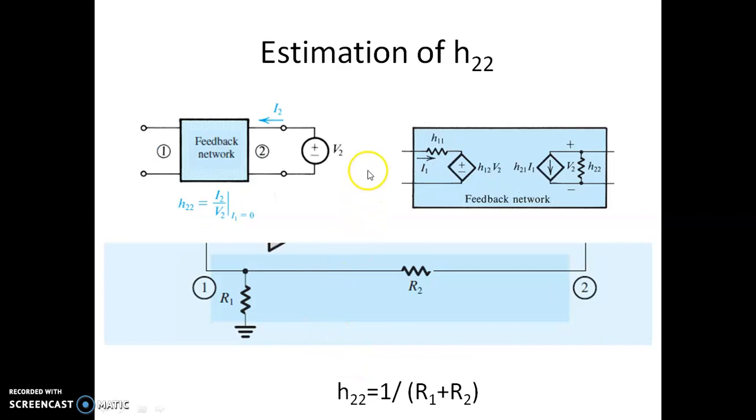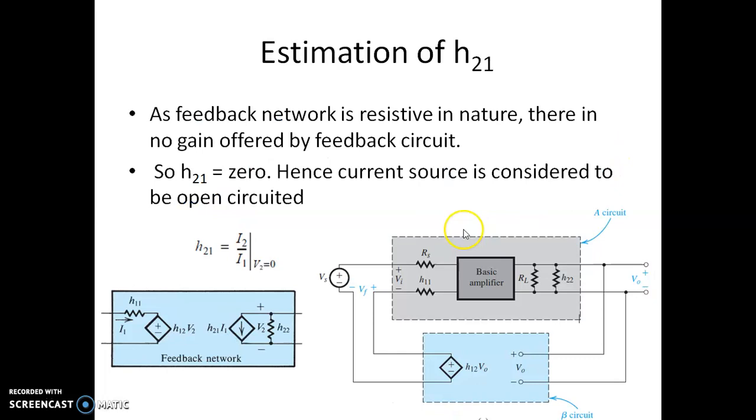And estimation of H22. We know that H22 is defined by I2 by V2 with I1 equal to 0. Again, when we say I1 equal to 0, we are open circuiting this. When I open circuit this and apply some voltage, and measure the current I2, the ratio of I2 by V2 happens to be 1 over R1 plus R2. So this is how H22 is estimated.